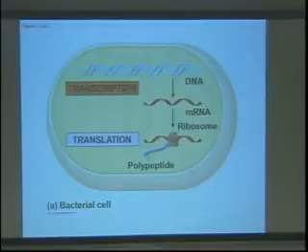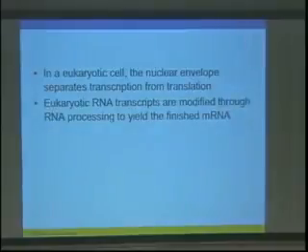Okay? But in eukaryotic cells, okay, again, one of the defining features of that is having the nuclear envelope, and that actually causes a separation between transcription and translation. So transcription occurs in the nucleus, right?